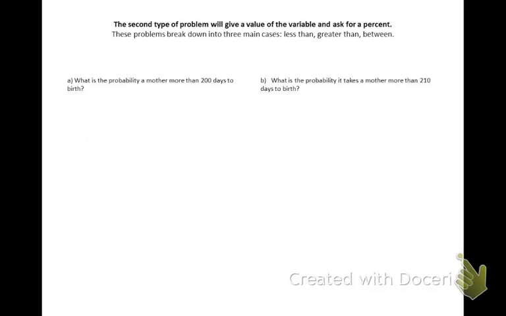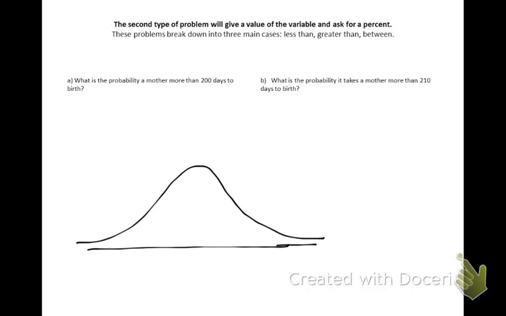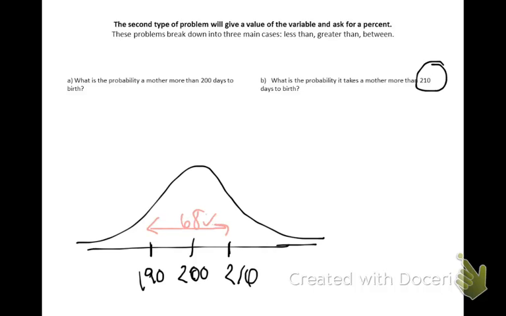What is the probability it takes a mother more than 210 days to birth? For these problems, you always want to start by labeling your mean. Then go and find all the numbers that go with 210. We know that 210 was one tick mark above the mean, and the number one tick mark below would be 200 minus 10, or 190. And from empirical rule, we know that if you're within one tick mark of the mean, 68% of your observations will lie within that interval.